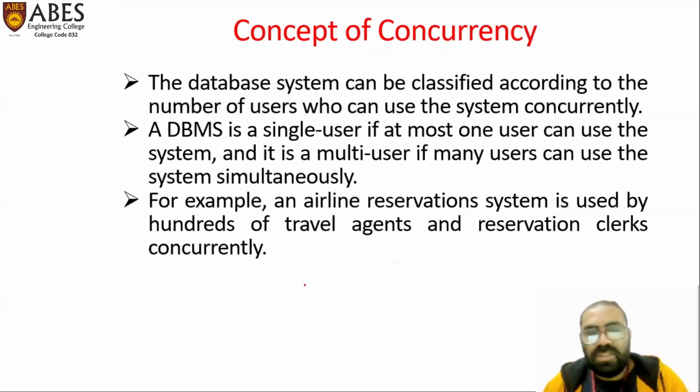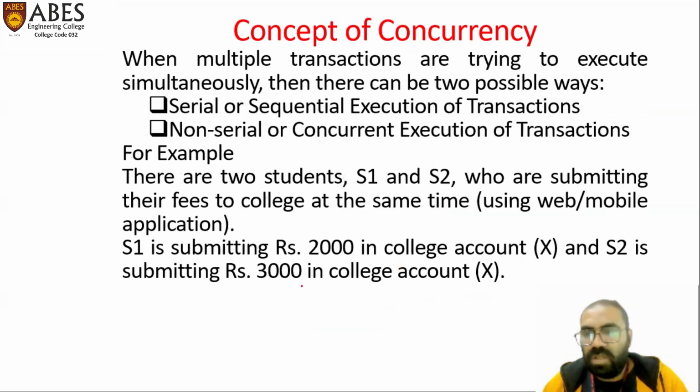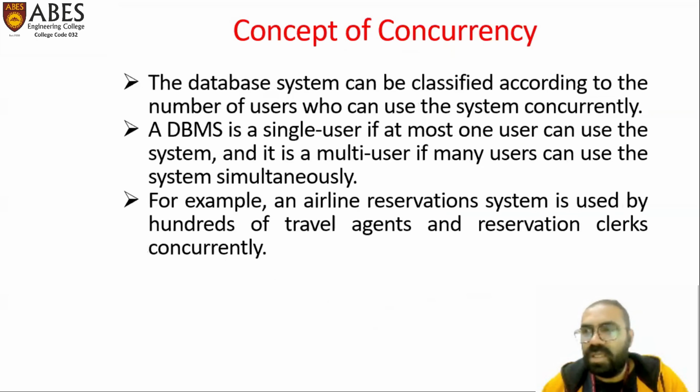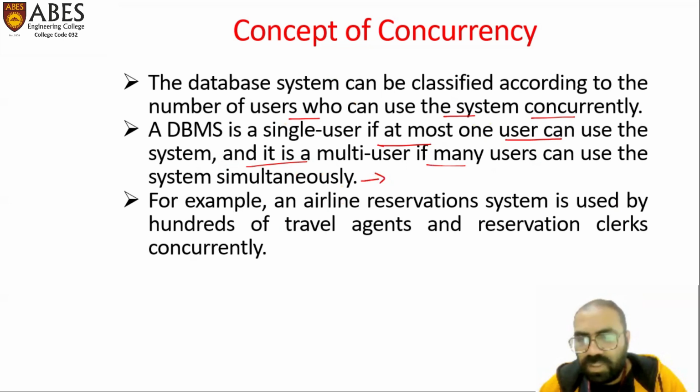Another important point is the concept of concurrency. Most of the transactions are happening again and again, so what is going to happen, as we have seen in the isolation part? Database systems can be classified according to the number of users who can use the system concurrently. A DBMS is single-user if only one user can use the system at a time, and multi-user if many users can use the system simultaneously. Most of the time it is multi-user.